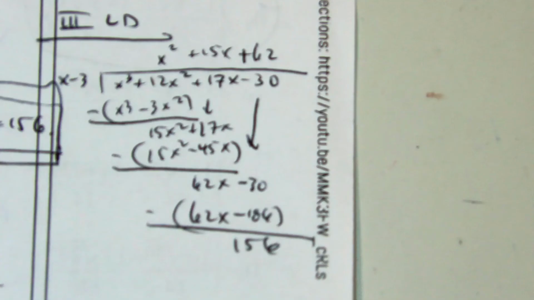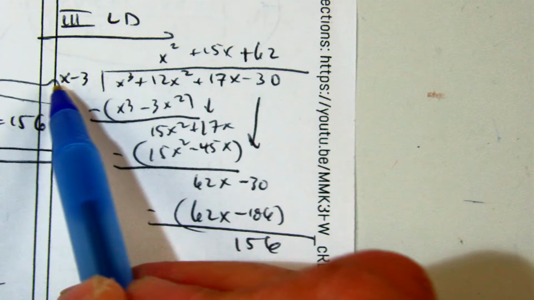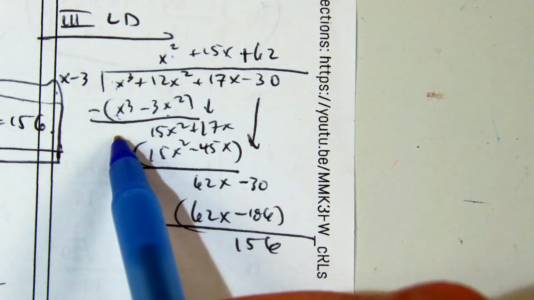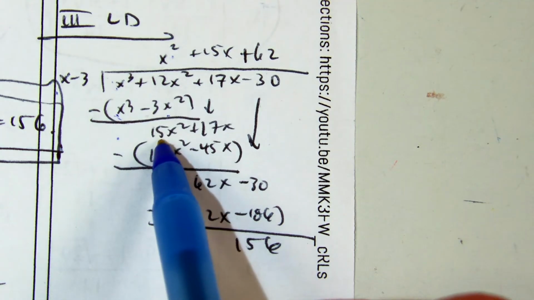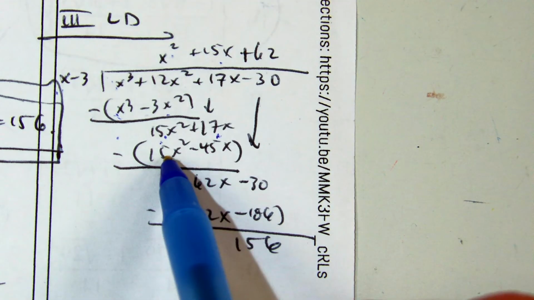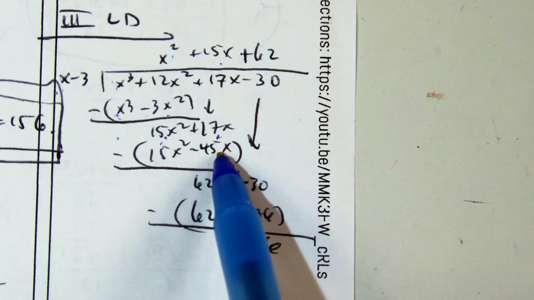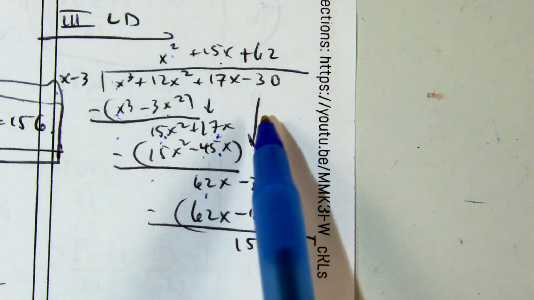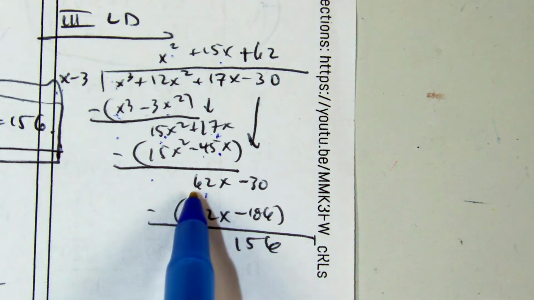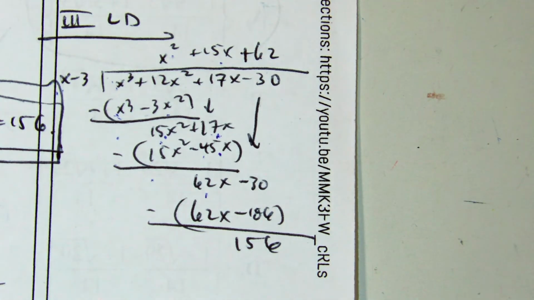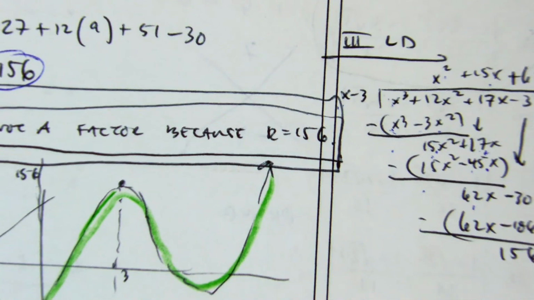If you chose to do long division, x goes into x cubed, x squared, multiply. 1 minus 1 is 0. 12 minus negative 3 is 15. Bring it down. X goes into 15x squared, 15x times, multiply. 15 minus 15 is 0. 17 minus negative 45 is 62x. Bring down negative 30. X goes into 62x, 62 times, multiply, and you'll still get 156. Is it a factor? The answer is no. It's not a factor because there's a remainder.